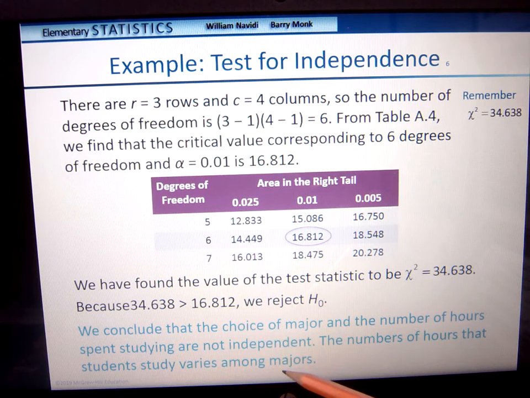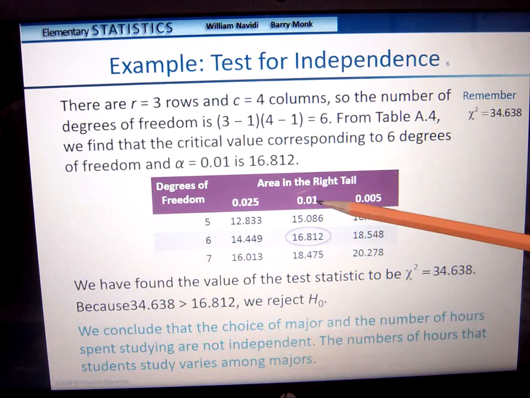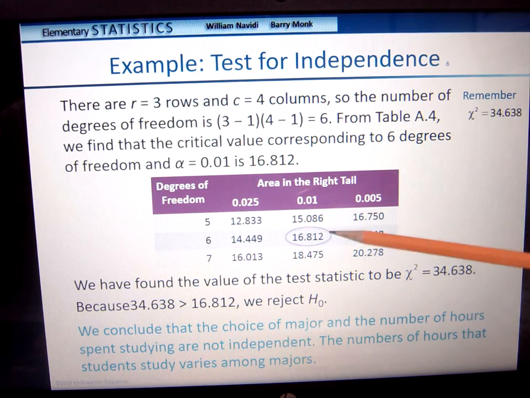and we conclude that the choice of major and the number of hours spent studying are not independent, that the number of hours the student studies varies among majors. Keep in mind too that we used the 0.01 level. Now, if we would have used 0.05, would we have gotten a different result? We don't see it on here, but we might want to take a look at that in another trial, to see if it has a confidence level of 95% or not. But here it certainly does not meet the 99%.